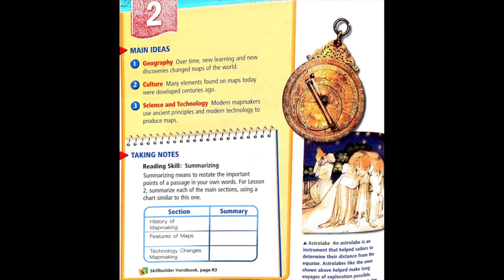Lesson 2. Main ideas. Geography: Over time, new learning and new discoveries changed maps of the world. Culture: Many elements found on maps today were developed centuries ago. Science and technology: Modern mapmakers use ancient principles and modern technology to produce maps.